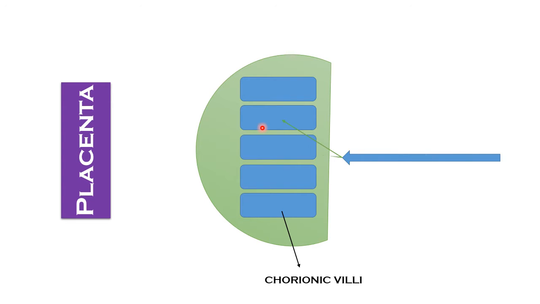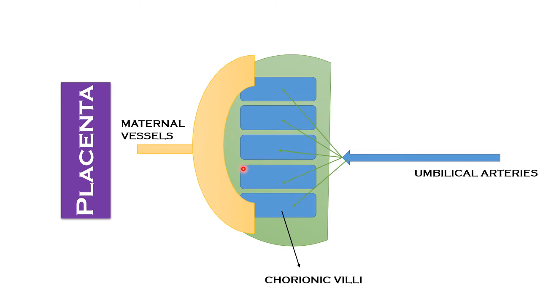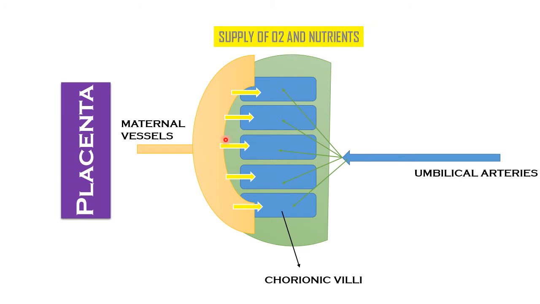The umbilical artery, which collects all of the blood from the body, enters into the chorionic villi, where it gets nutrients and oxygen from the maternal blood vessels and re-enters into the umbilical vein. So from the umbilical arteries, about 50% oxygenated blood enters into the chorionic villi, where it gets oxygenated and re-enters into the circulation.